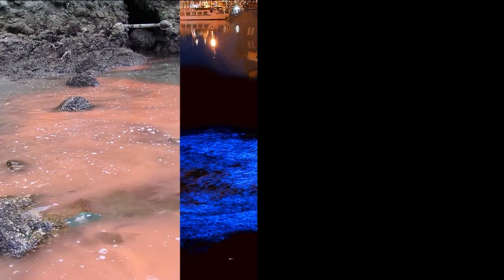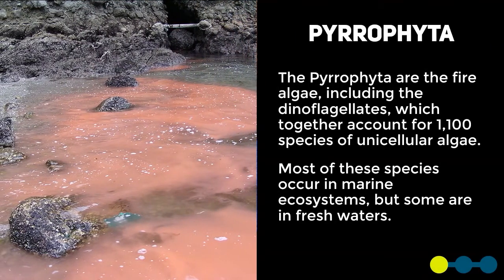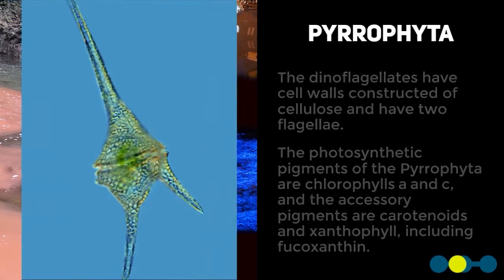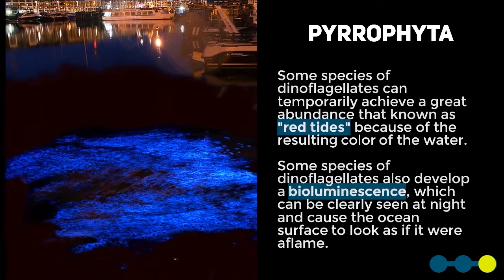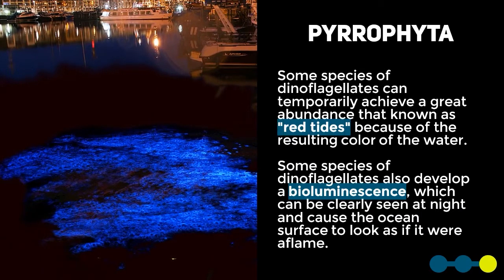Pyrrophyta. The Pyrrophyta are the fire algae, including the dinoflagellates, which together account for 1,100 species of unicellular algae. Most of these species occur in marine ecosystems, but some are in fresh waters. The dinoflagellates have cell walls constructed of cellulose and have 2 flagellae. The photosynthetic pigments of the Pyrrophyta are chlorophylls A and C, and the accessory pigments are carotenoids and xanthophylls, including fucoxanthin.